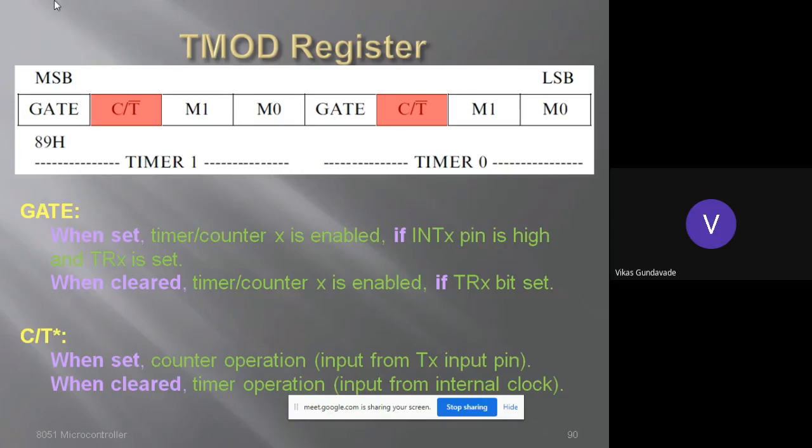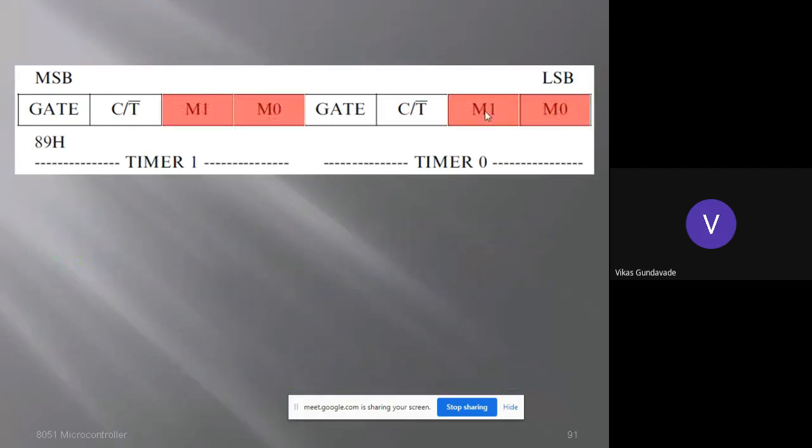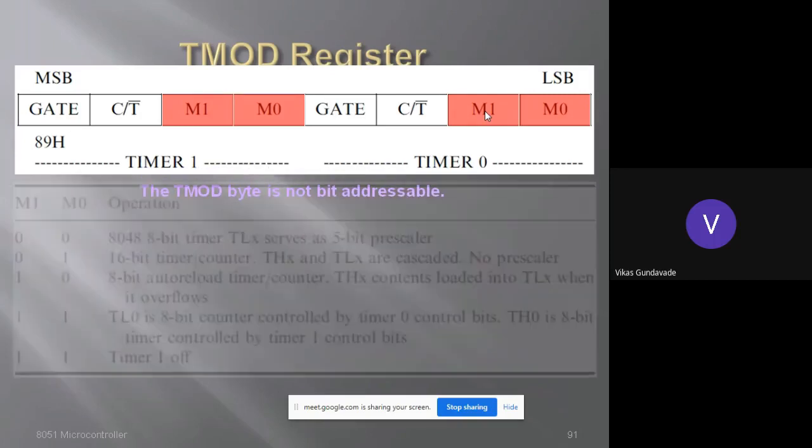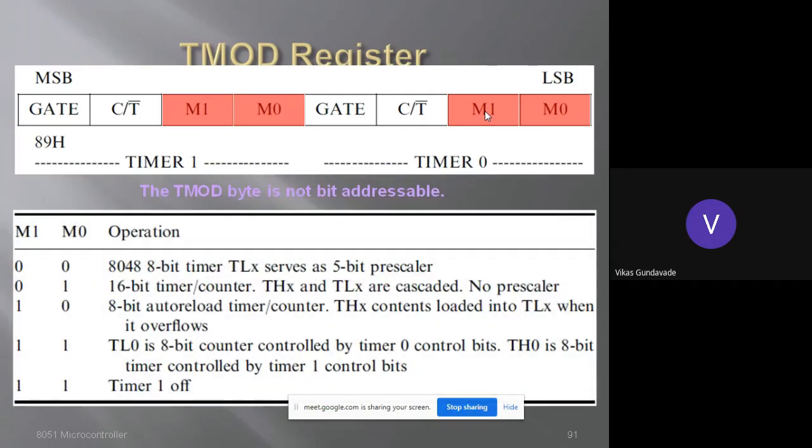Then the remaining 4 bits, in which M0 and M1 for timer 1 and M0 and M1 for timer 0, are called mode selection bits. And these timers are used in 4 different modes. When these 2 bits are 0, 0, it is called an 8-bit timer with 5-bit pre-scalar, or we can call it a 13-bit timer.